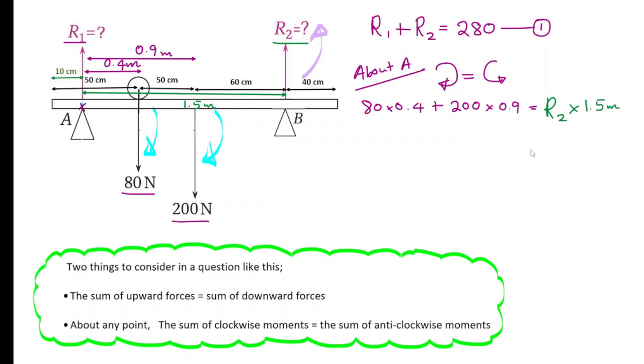Now the rest is simple math. I can work out the value of R2. Here I got 141.3 newtons. Finding R1 is really easy now because I know they add up to 280. So all I need to do is 280 take away 141.3 and I get 138.7 newtons.